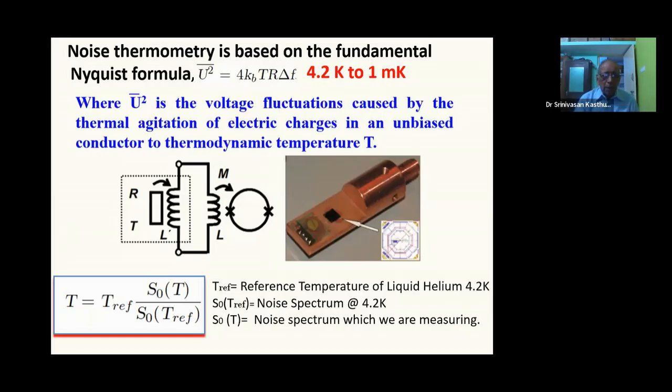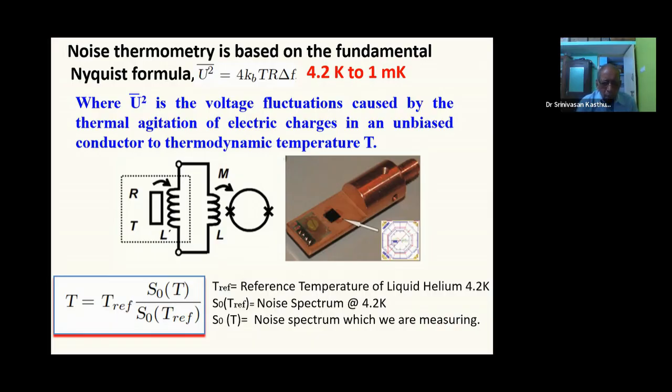Okay, coming to the last part, which is called noise thermometry, SQUID-based noise thermometry. This one is based on the fundamental Nyquist formula, which shows that the noise squared is proportional to 4 kB T R delta F. The U squared average is the voltage fluctuation that is caused by the thermal agitation of electric charges in an unbiased conductor at a thermodynamic temperature of T.